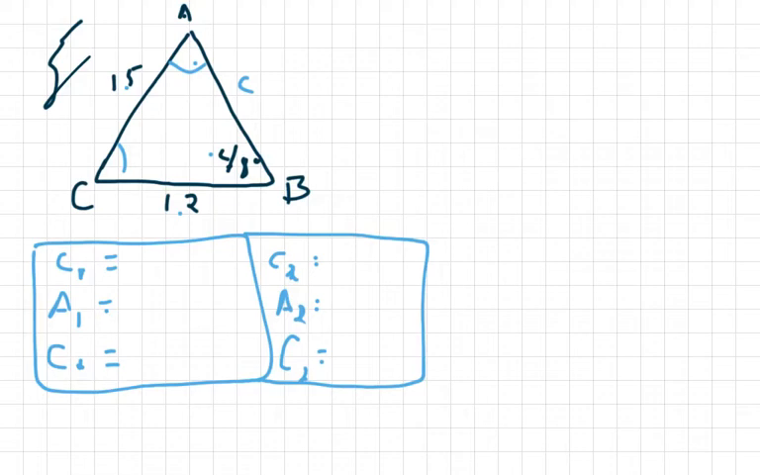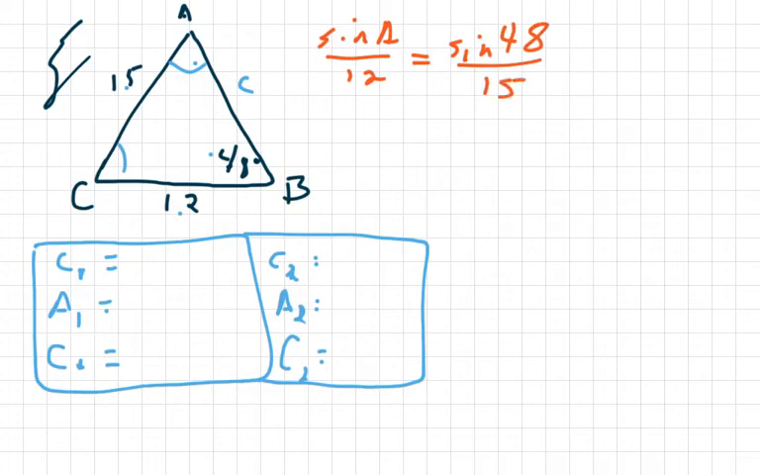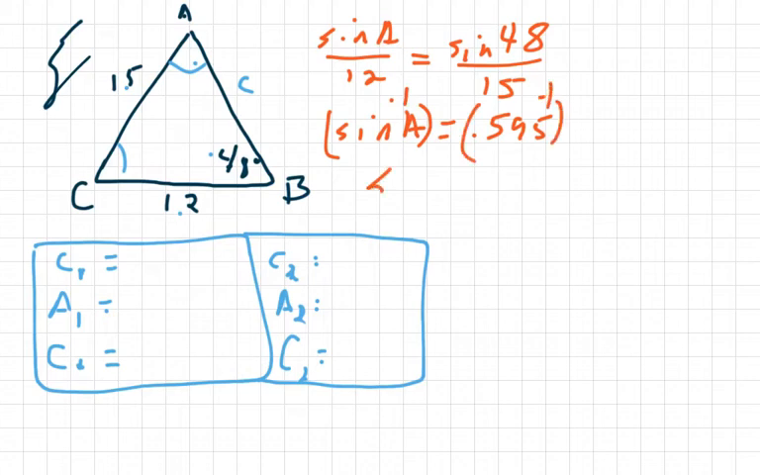So I'm going to start with sine of A over 12 equals the sine of 48 over 15. I'm going to get the sine of A equals 0.595. So I use the second function, inverse sine, and I get angle A1 is equal to 36.5 degrees.